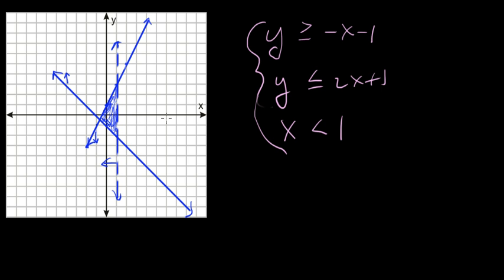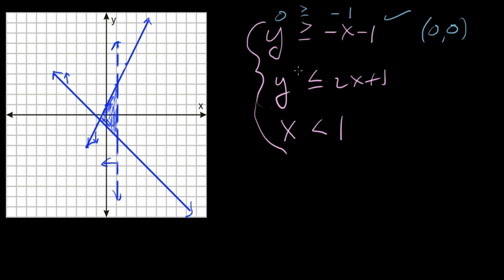And every once in a while I want to double check my answer and say, is 0, 0 going to be a valid solution? So let's take a look. Okay, 0, 0. That's part of my shaded area. So that's supposed to be a solution, isn't it? Let's see, is 0 greater than or equal to negative 0 minus 1? Okay, yes it is. That checks out.